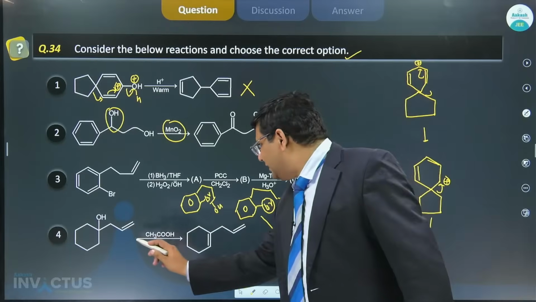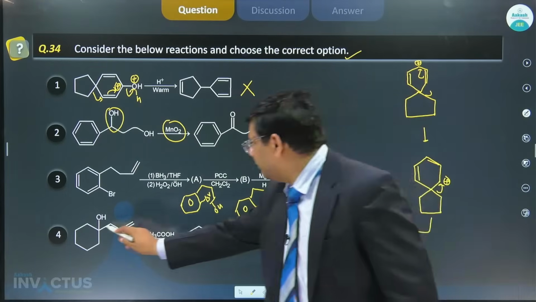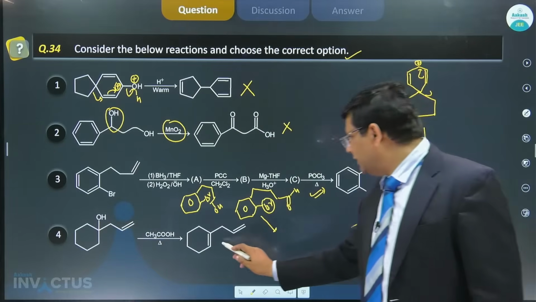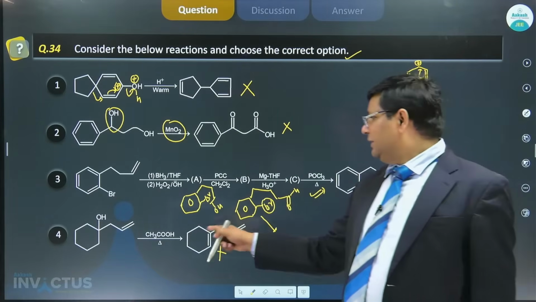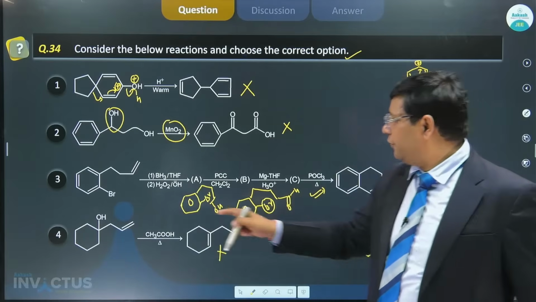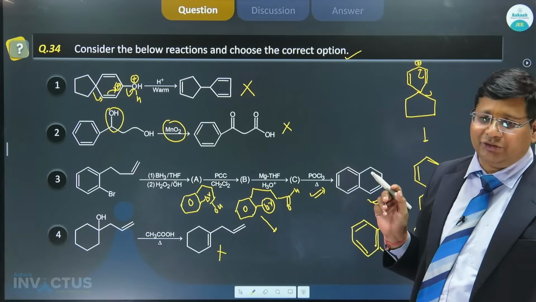But acetic acid, so first it will form an ester, and then ester pyrolysis will give conjugation. So again this is wrong because there is no conjugation along with that. So this is an Ei mechanism, because of formation of ester followed by its elimination reaction.